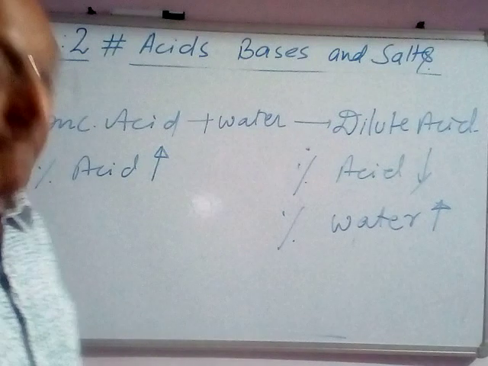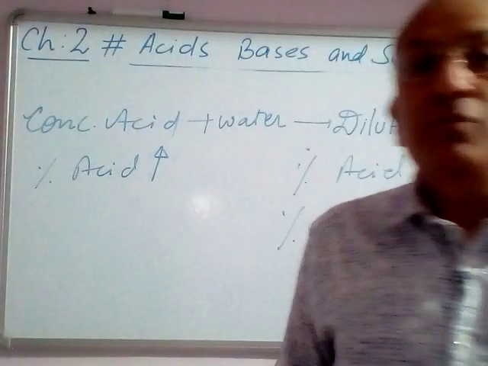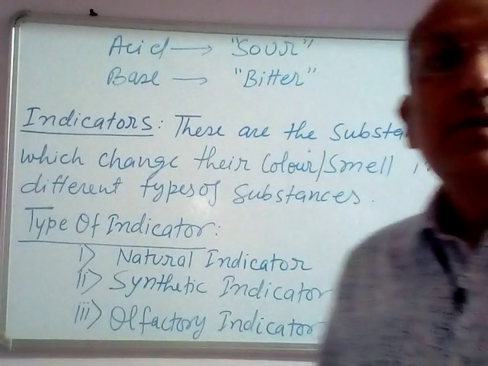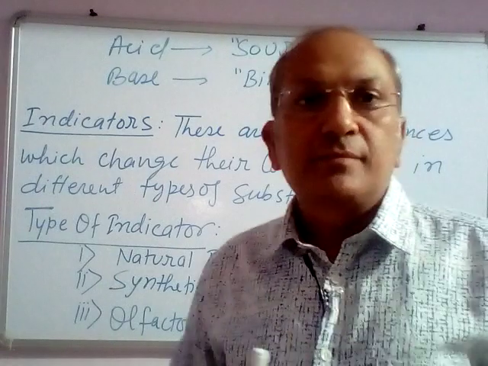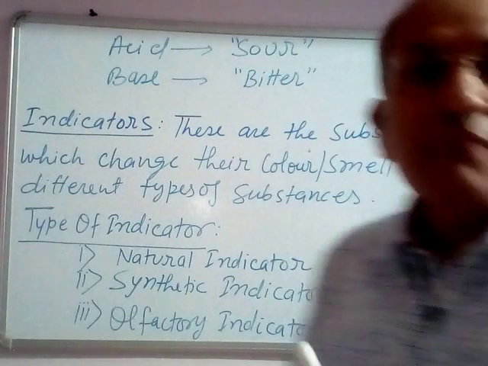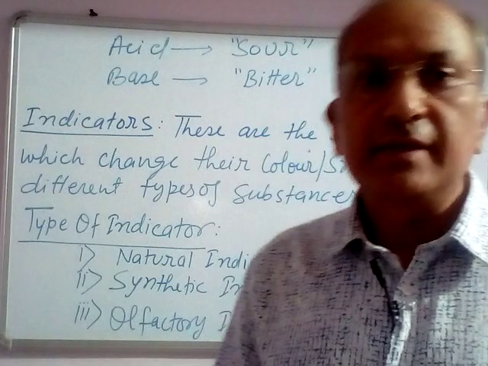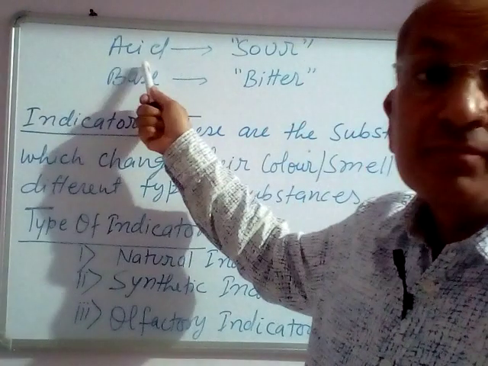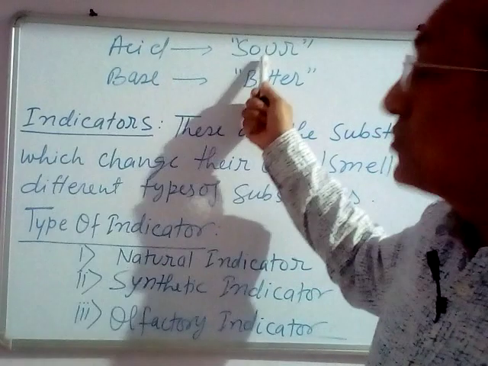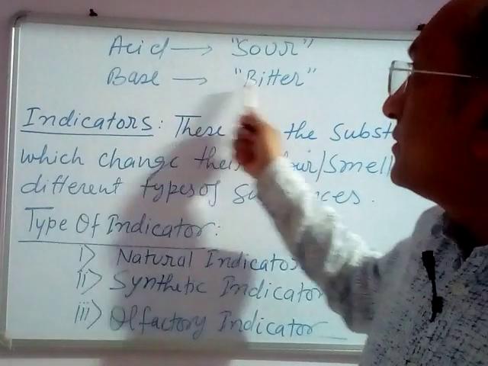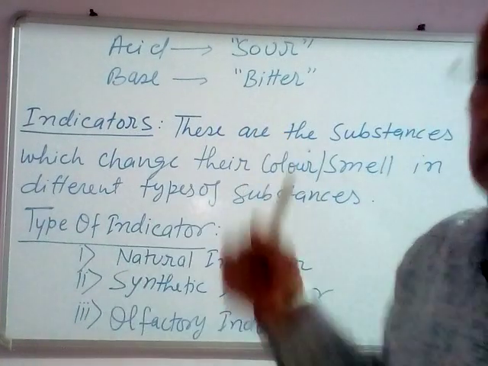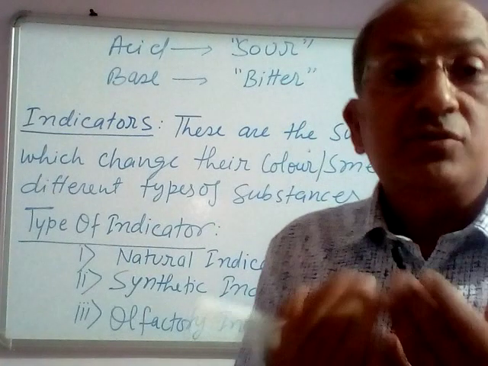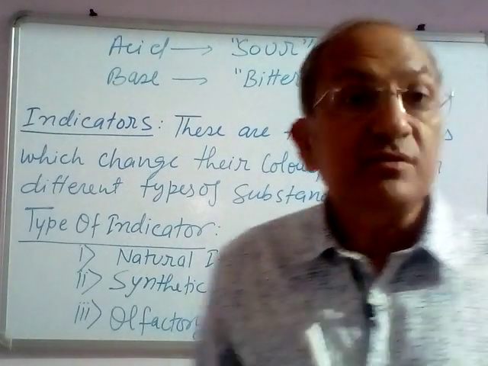So now the next term we are going to discuss is indicators. What is the use of indicators? Why did we introduce indicators? What was the reason? The reason is, when we check an acid, it is sour in taste, and a base is bitter in taste. It is not required to check every acid through taste, because it is dangerous.